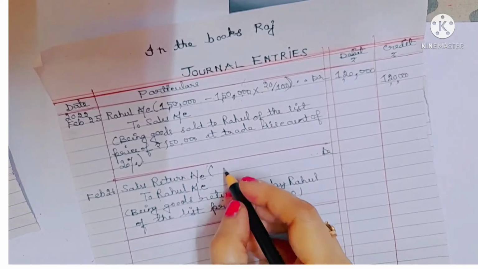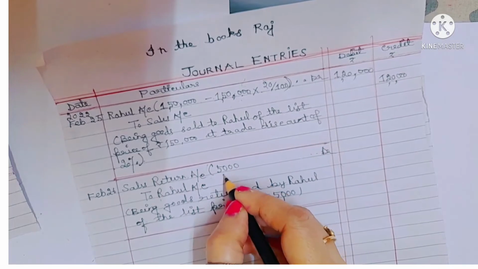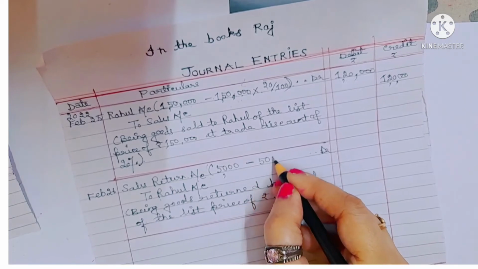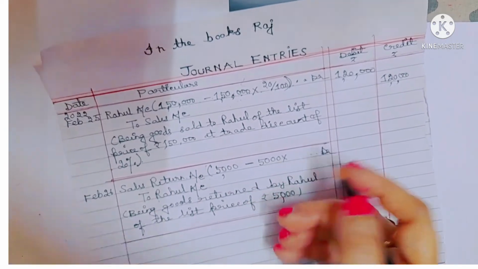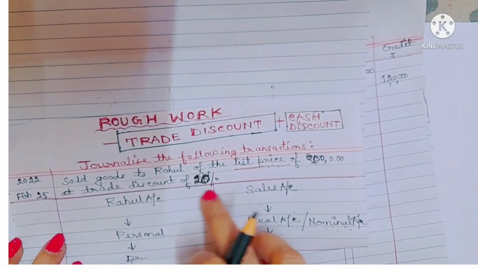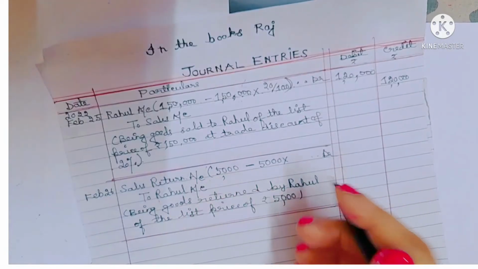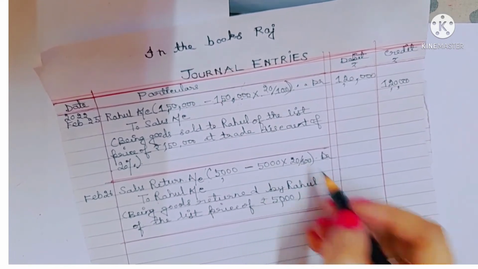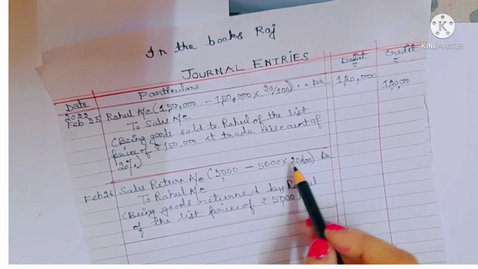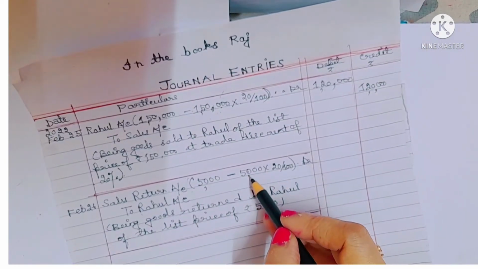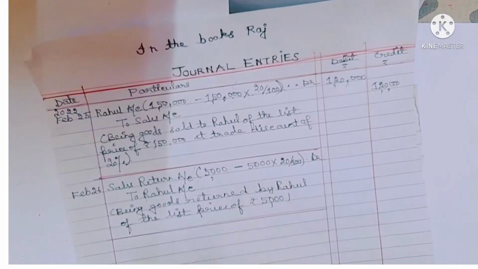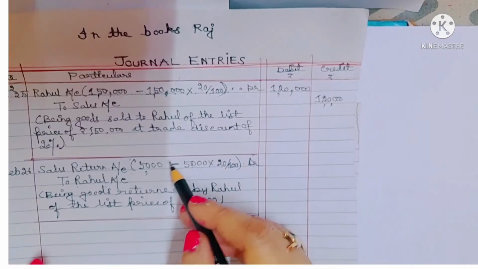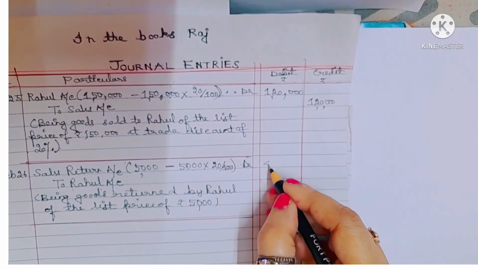So now let me do the calculation. 5,000 is the list price. So we have to deduct trade discount. So 5,000 into what is the rate of trade discount? See, 20%. So let me calculate. 20% of 5,000 comes to 1,000. 5,000 minus 1,000. So sales return to Rahul account is 4,000.